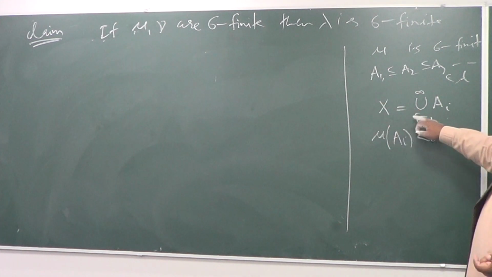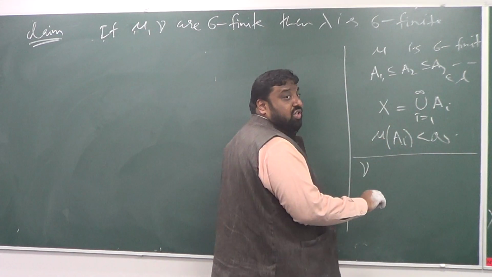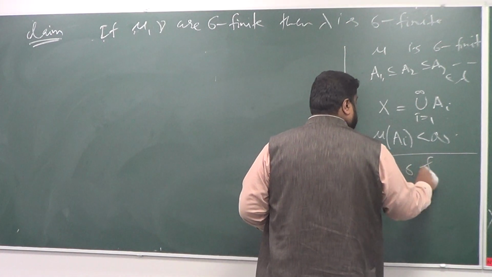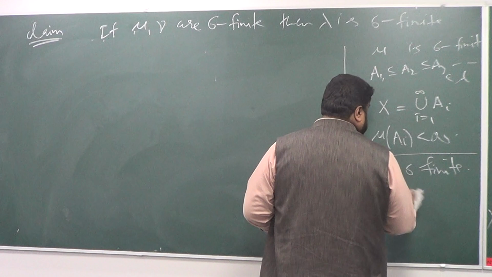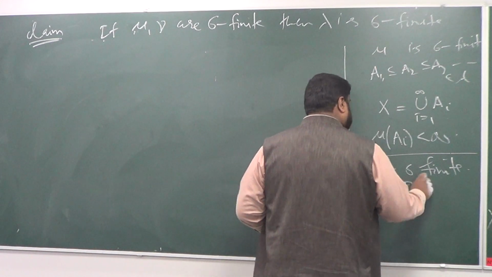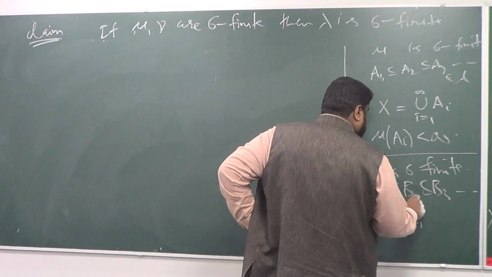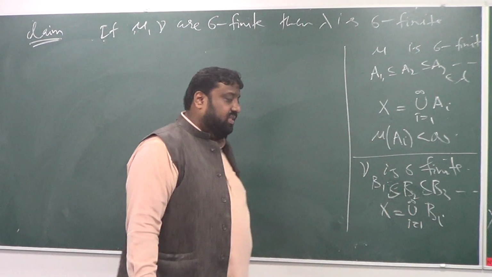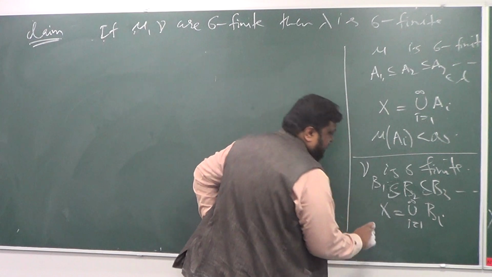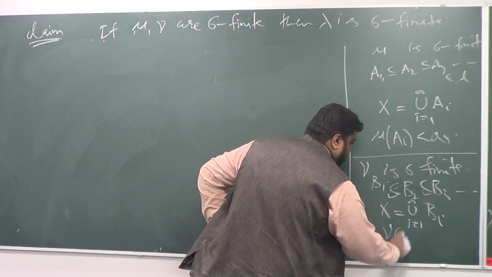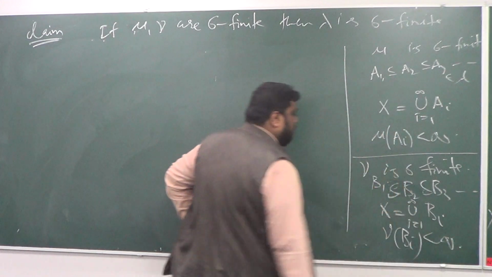Similarly, you're going to have Ai for mu and X, and similarly for nu, because it's sigma finite. So you're going to have B1, B2, an increasing sequence increasing to Y, in other words, such that the union over i equal to 1 to infinity of Bi is Y, and the nu of Bi is finite.